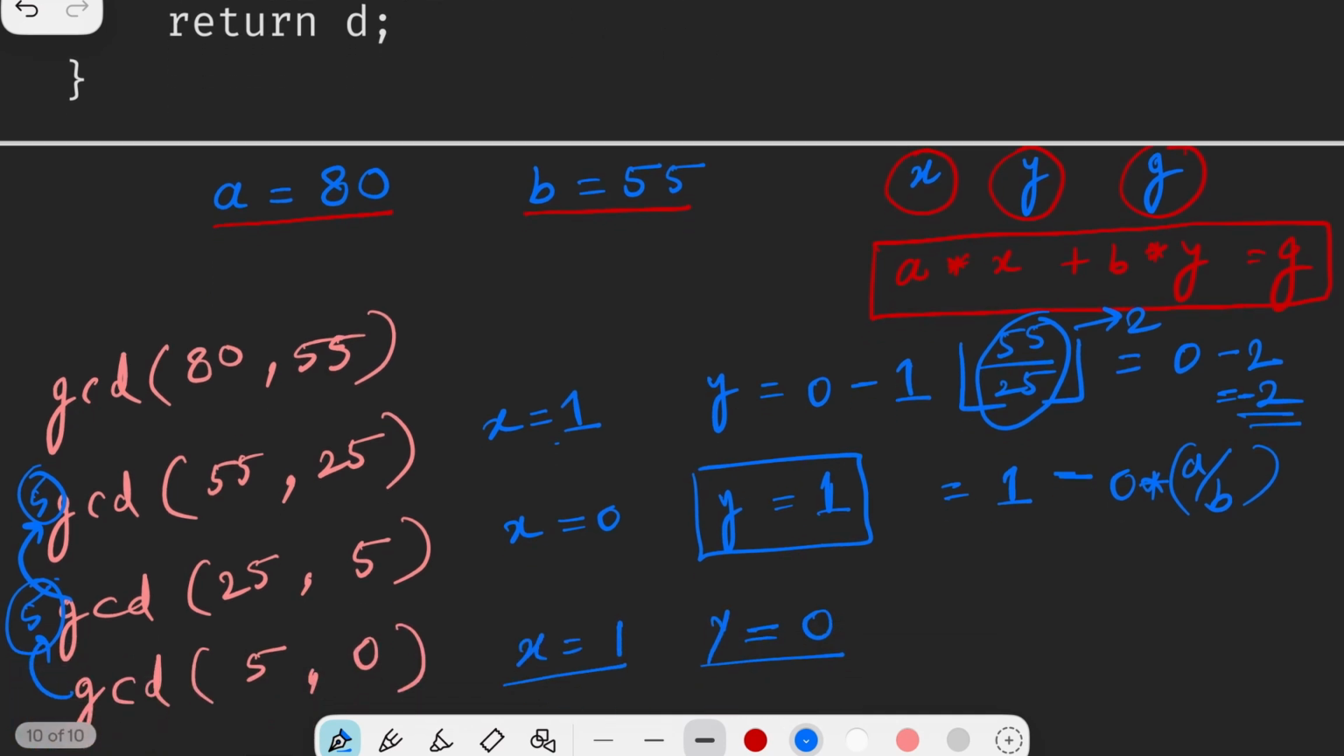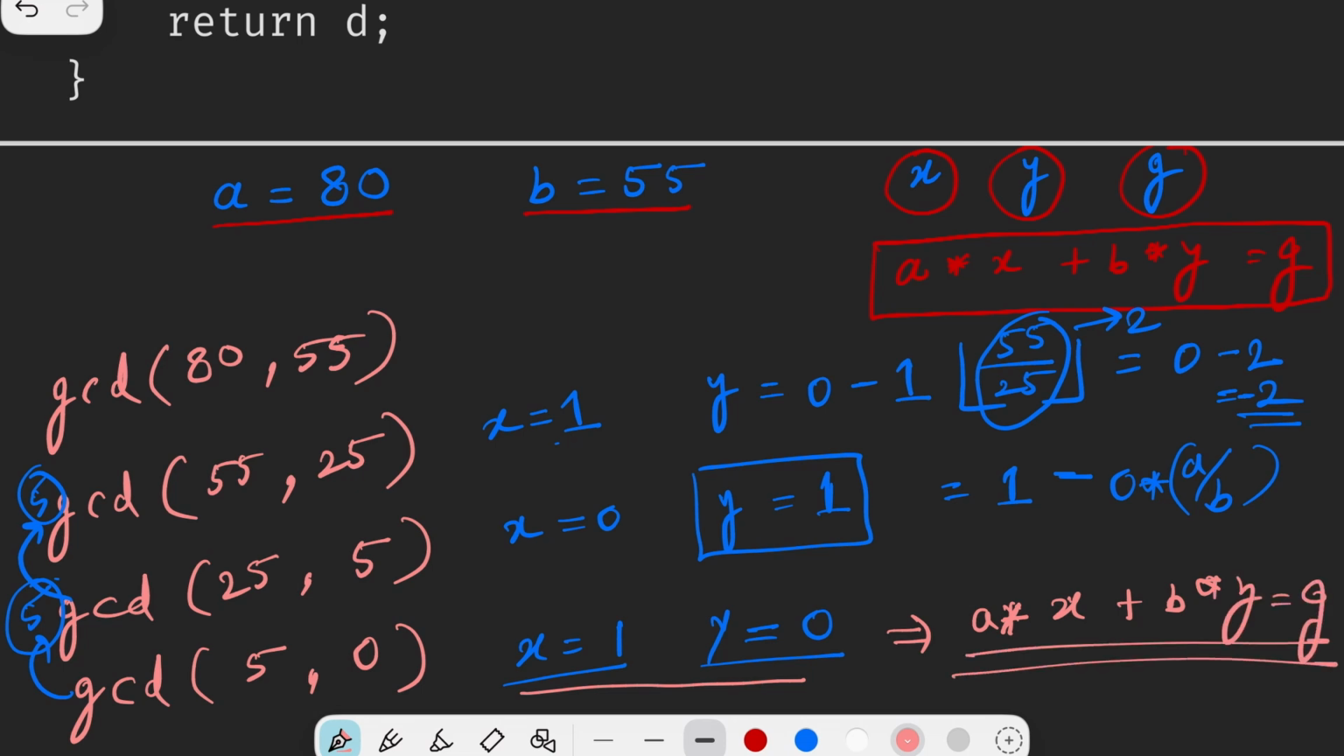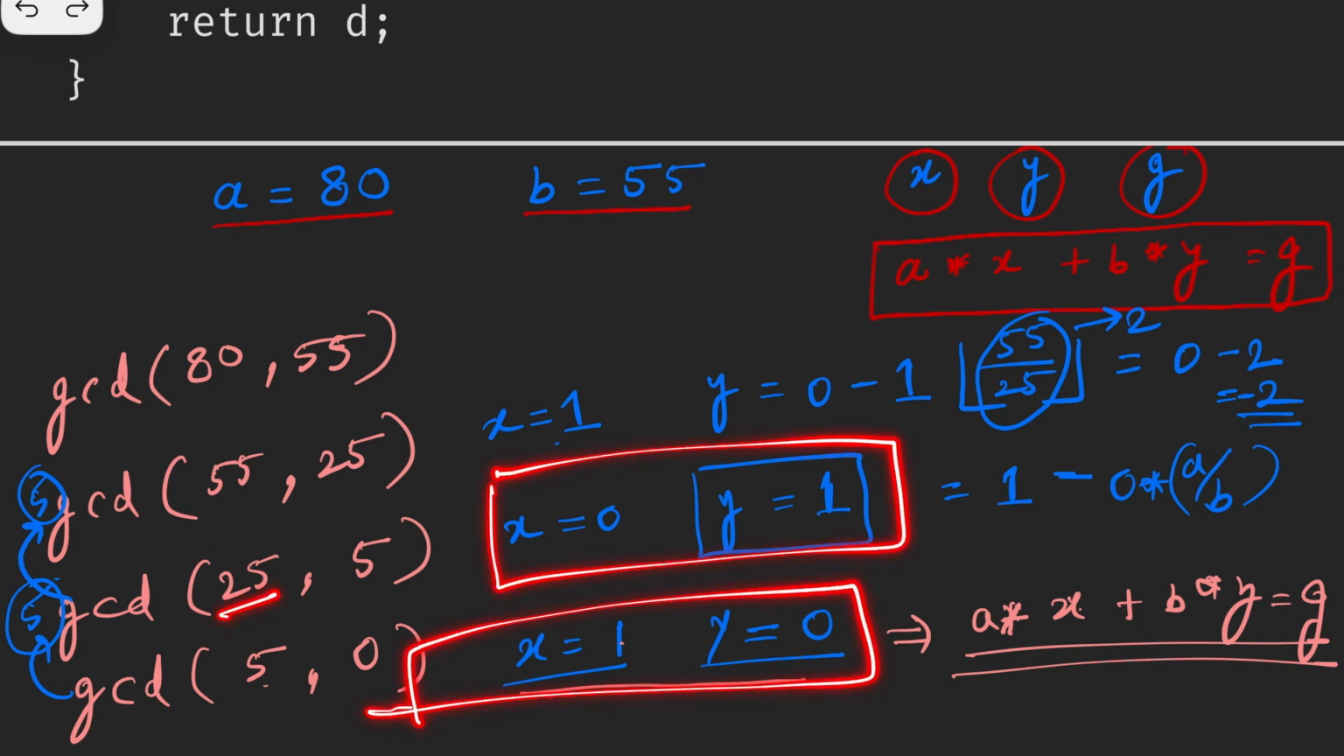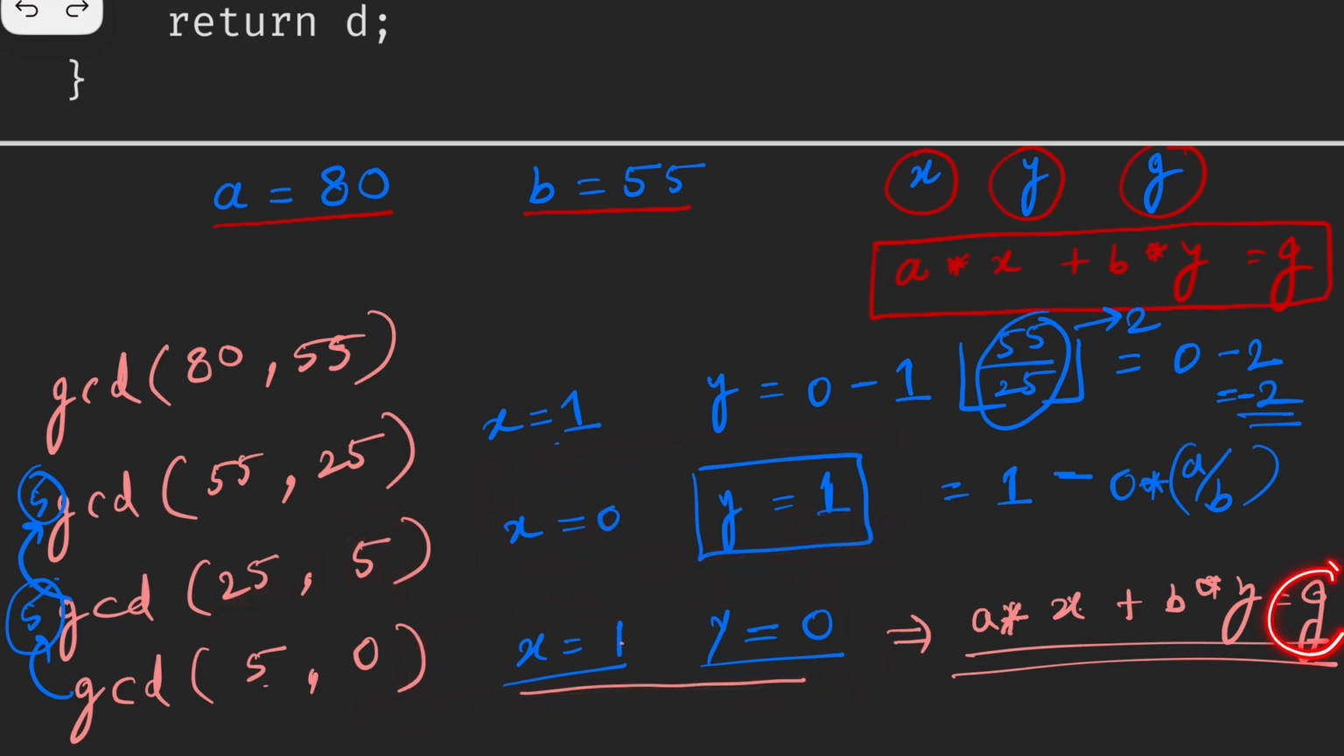At every single stage, if you check, at this particular stage, this condition will always hold true: a into x plus b into y is equal to g. This holds true at every single stage. Put the values. A is 5 here, g is also 5 and x is 1. So this is valid for this particular case. Here you have a as 25, but we are multiplying it by 0. So it will be 0. And we have b as 5 and we are multiplying it by y. And g we have as 5. So for this condition also it holds true.